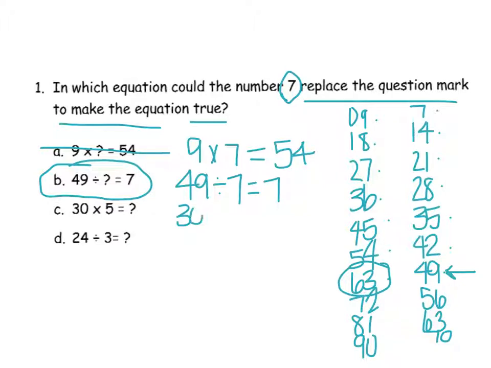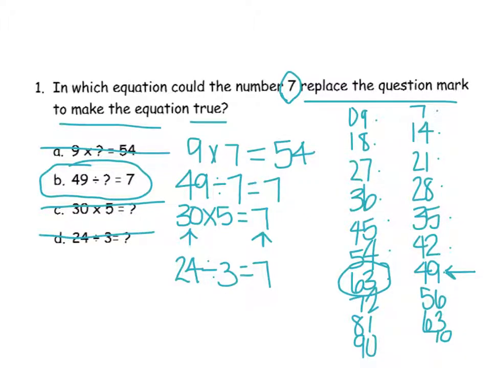Letter C says 30 times 5 equals 7. Well, that doesn't really make sense because I should have a bigger answer instead of 30, and I have 7. So we're going to cross that one off. Next one, 24 divided by 3 equals 7. Well, I wrote down my 7s already, and I don't see 24 on my list, so that means that is not true either. So my answer is B.